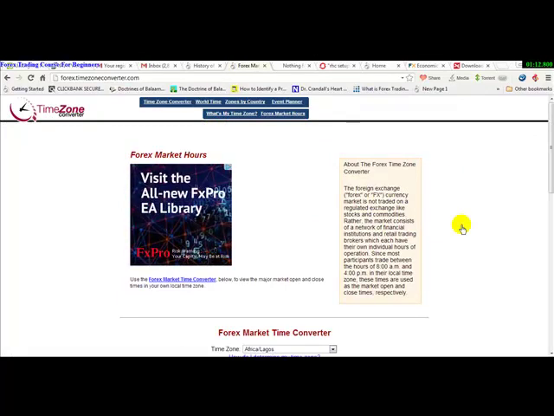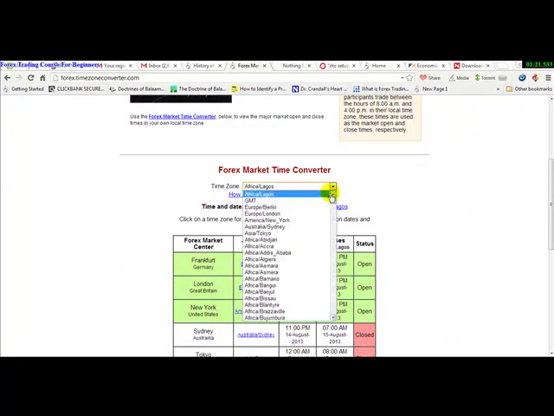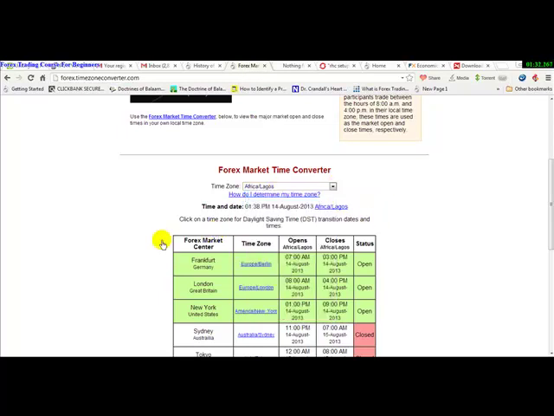So here we have the site open, and usually when you open by default, the time zone here is usually set as GMT. So you just select your own particular time zone. In our case, we are in Lagos, so we select Africa Lagos since we are in Nigeria. Okay, so here you have the table.